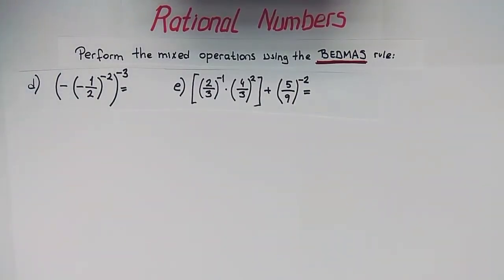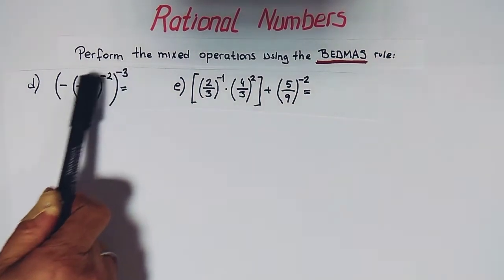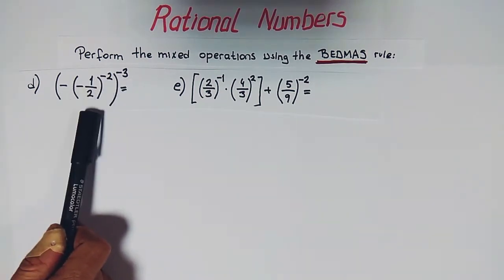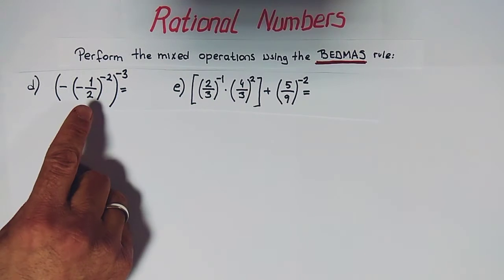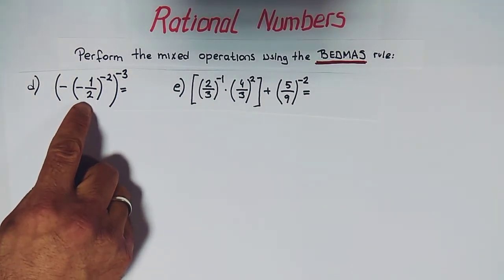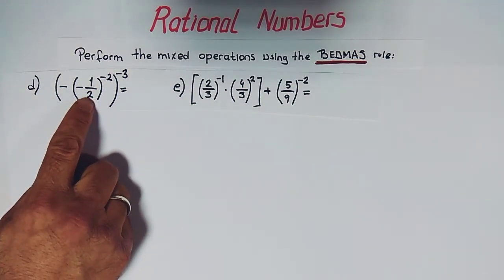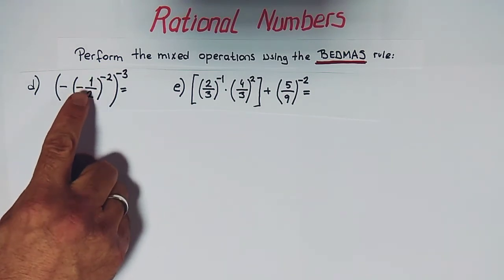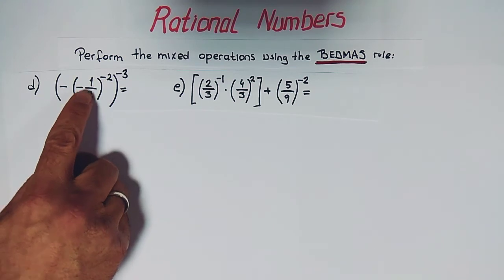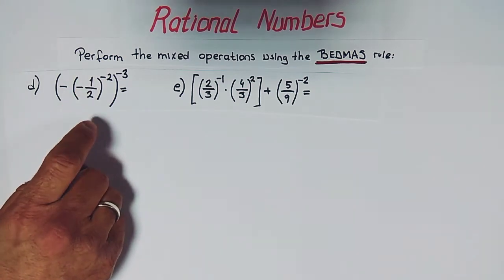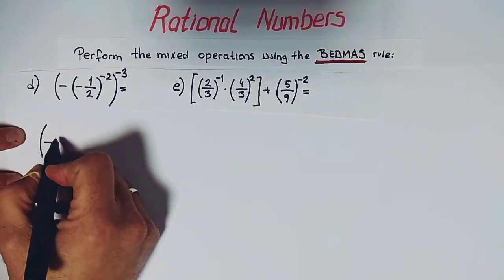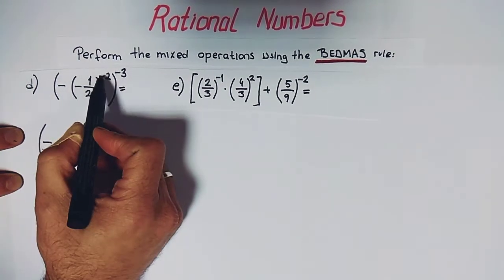We continue with these two questions. We have so many minuses here. Okay, in this kind of questions, we have to start from the inner bracket. So we have minus 1 over 2, and it's negative 2 power. Don't mix this minus and this minus. This is the power, but this belongs to 1 over 2. Okay, what to do? We have minus. All right.